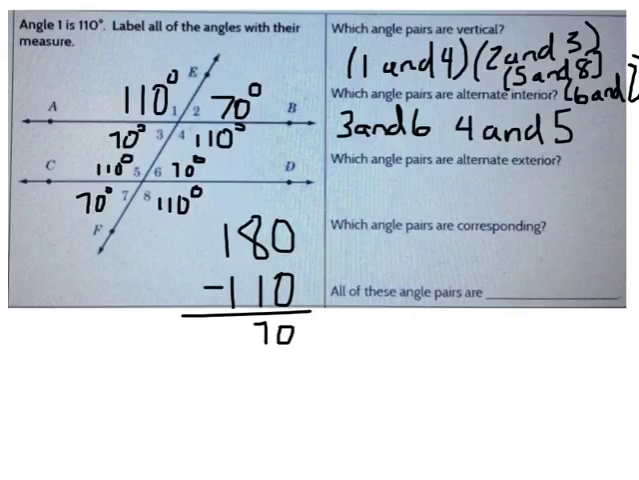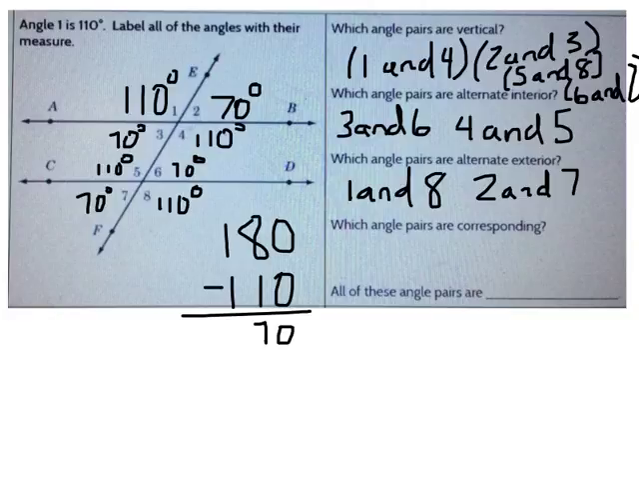Which angle pairs are alternate exterior angles? That means on opposite sides of the transversal and outside the parallel lines. Well, angles 1 and 8 are on opposite sides of the transversal and outside the parallel lines. Angles 2 and 7 are also alternate exterior angles.